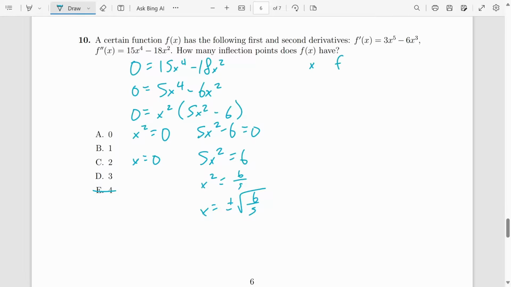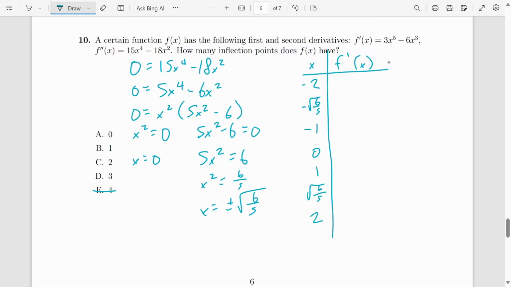We've got x and f prime of x at the top, and then we just go ahead and put all of our values and intermediary values in there along with their outputs. So we've got 0 in the middle, and then negative root 6/5 and positive root 6/5 above and below it. And then for values that go in between, root 6/5 is greater than 1, so we can go ahead and put negative 1 there and 1 there, and then it's less than 2, so we can just go and put negative 2 and 2 there. That should be pretty easy.